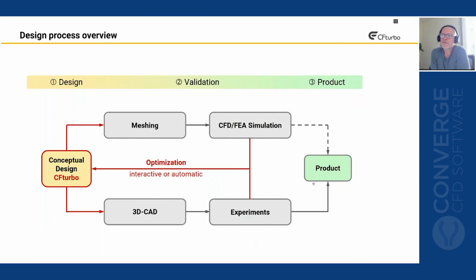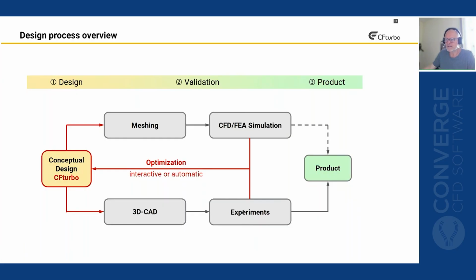So the last slide here from this introduction is illustrating the design process in general. CFturbo is located at the beginning of this design process. So it's normally the starting point, the geometry handling. And then afterwards, you have two options to validate the design geometry. The first one is using meshing and simulation software like CONVERGE for validating the design geometry. The other option is using the 3D CAD interfaces in CFturbo, creating prototypes and running experiments.